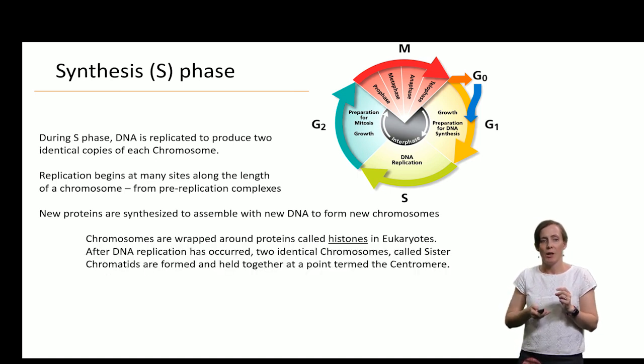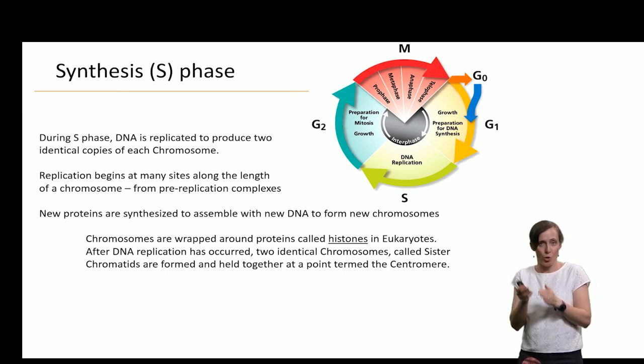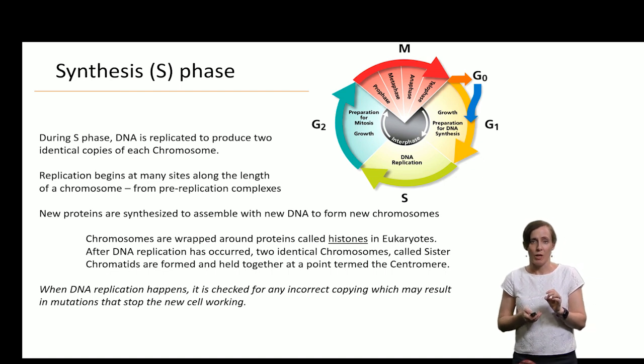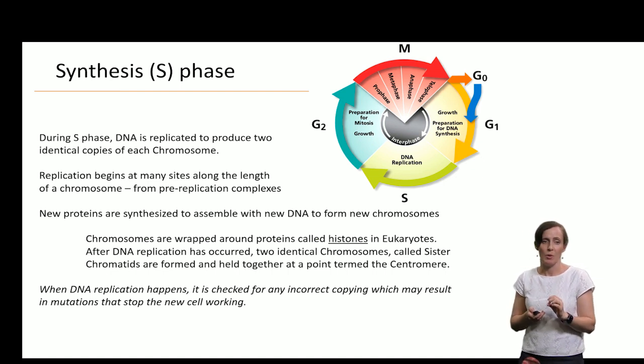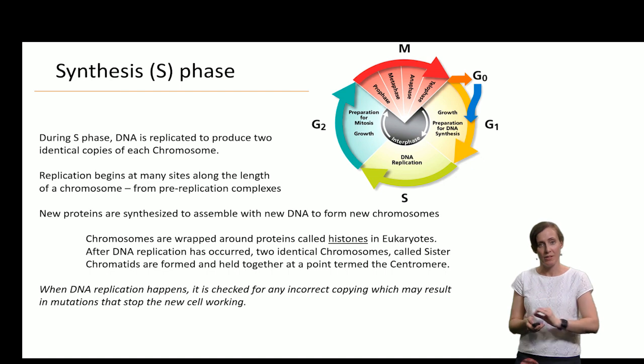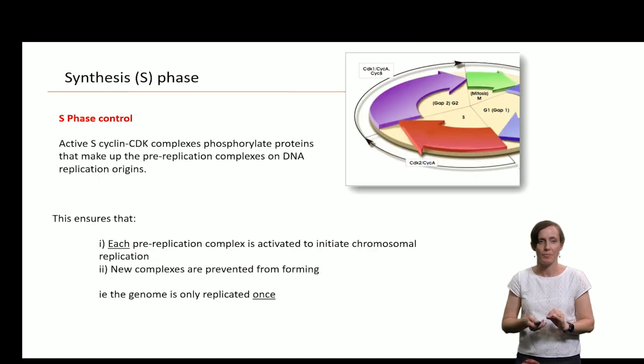After the DNA replication has occurred, you have what are called sister chromatids, and these are held together at a point called the centromere. One important regulatory checkpoint that occurs at this point is that the DNA is checked for any incorrect copying, and whether this could result in any mutations that might stop the new cell from working. So it's a very important step to check whether the DNA is ready to go.